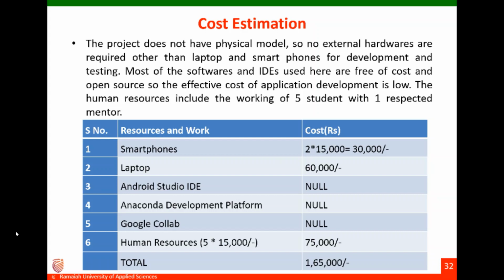The human resources include the work of 5 students and 1 respected mentor. So this is tabulated, as you can see here: smartphones, laptop, Android Studio, Anaconda development platform, Google Cloud, human resources. And this is the total.